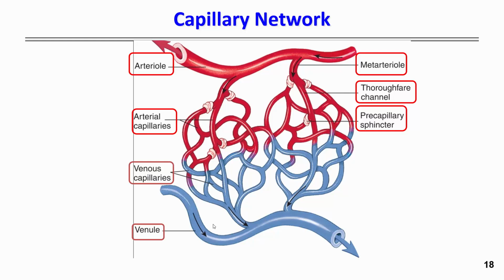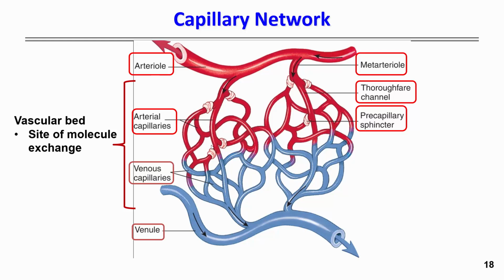And so then that blood will move through what are called venous capillaries, which then merge into a larger venule. So this entire network of vessels is just simply referred to as the vascular bed, and that refers to these very small blood vessels embedded in tissues as the site of molecule exchange. Many molecules, but namely molecular oxygen, carbon dioxide, as well as nutrients.